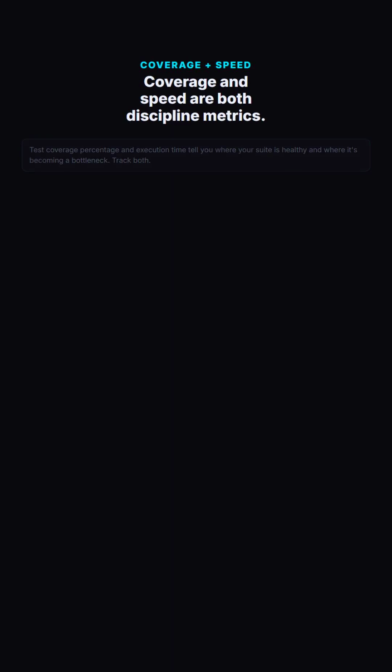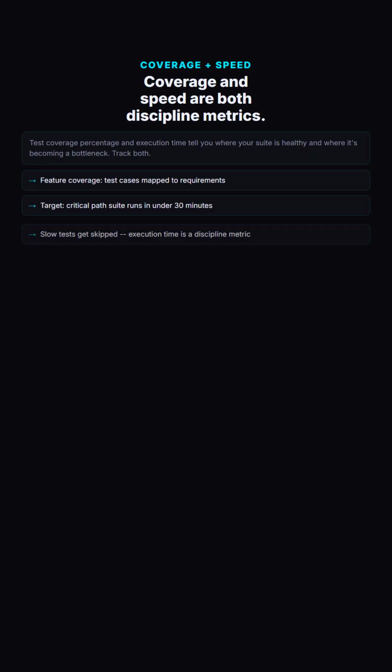The third and fourth metrics are test coverage and test execution time, and they work together to tell a story about the sustainability and reliability of your testing process. Test coverage can be measured in 2 distinct ways.